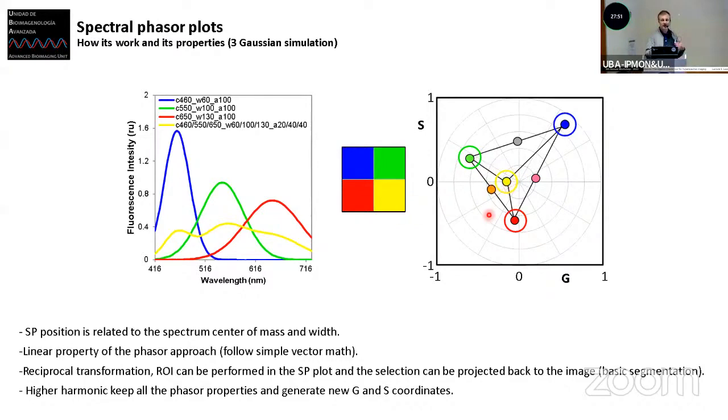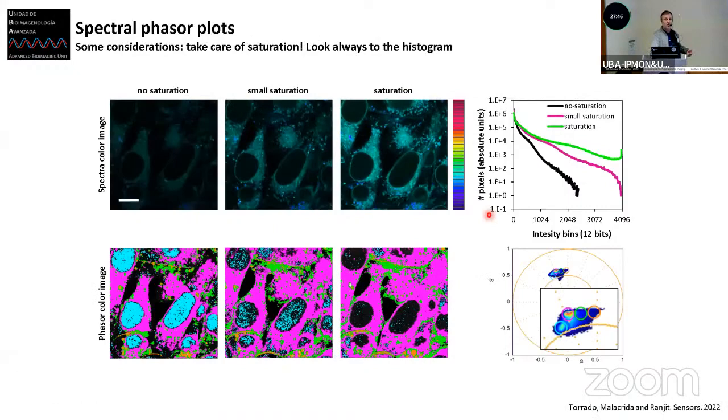So what are the considerations we need to have when we do spectral imaging? Well, saturation is a big deal, because if you saturate your detector, the spectral shape can change. And I did this experiment to demonstrate that. This case is cells labeled with a fluorescent dye, Laurdan, and we will see more about Laurdan. You don't have saturation, you have small saturation, and you have high saturation, and I can show you here the histogram in 12 bit. Here is severe saturation, and this is a little bit of saturation.